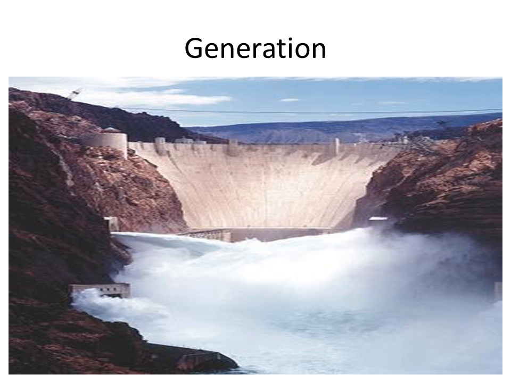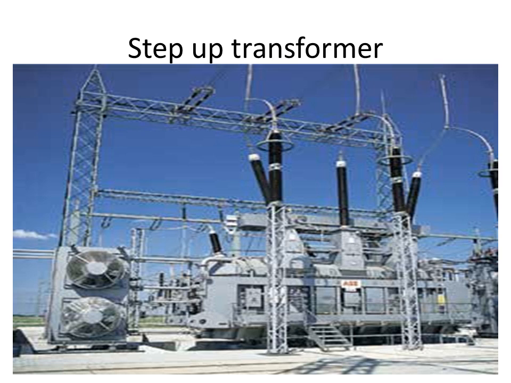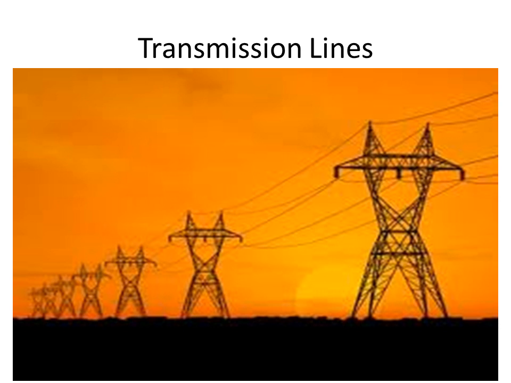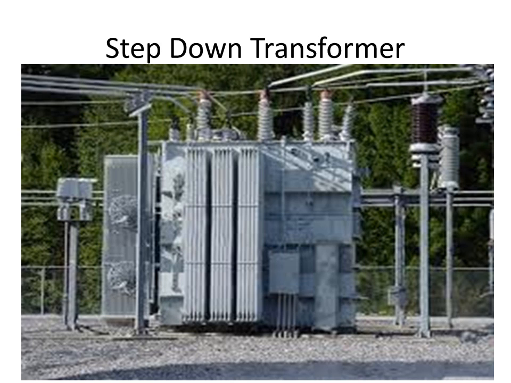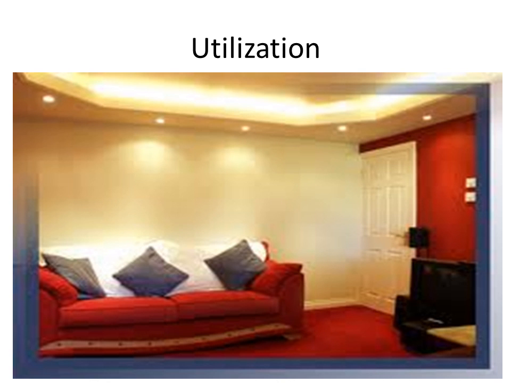From dams, it reaches the step-up transformer to be stepped up so that I squared R losses are reduced, as we all know that when voltage is high, the current level gets low. Then it's transferred throughout the country via high voltage transmission lines. Before reaching our homes, it is stepped down by the step-down transformers, and through the distribution system, it reaches our homes for utilization and illuminates our houses.